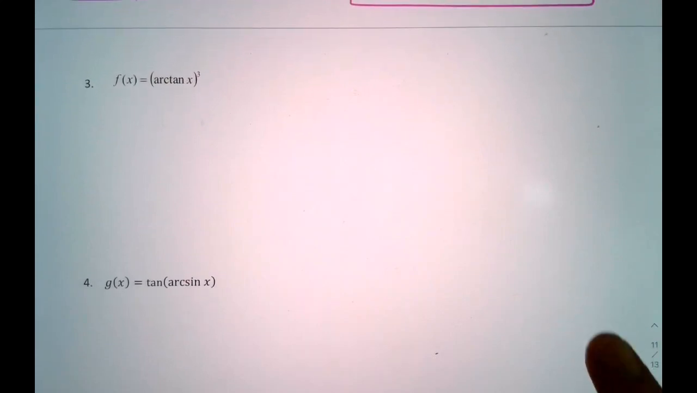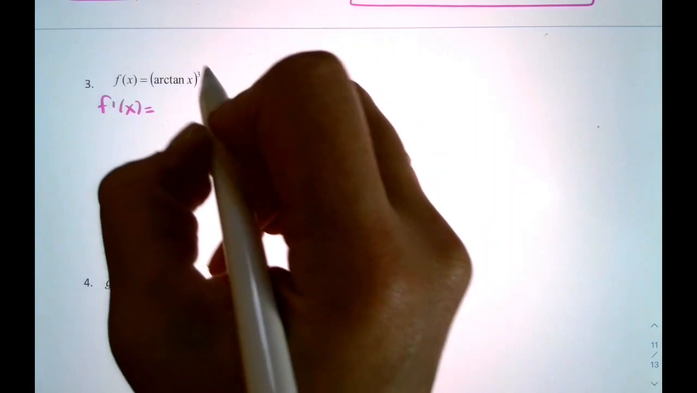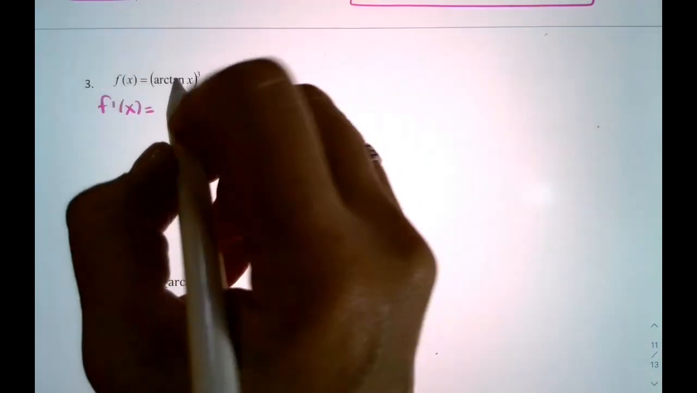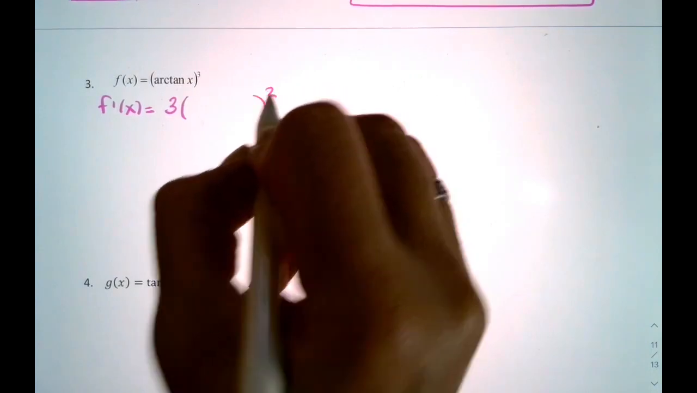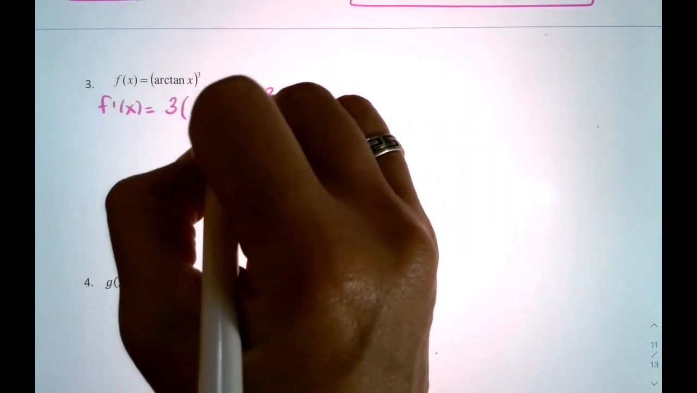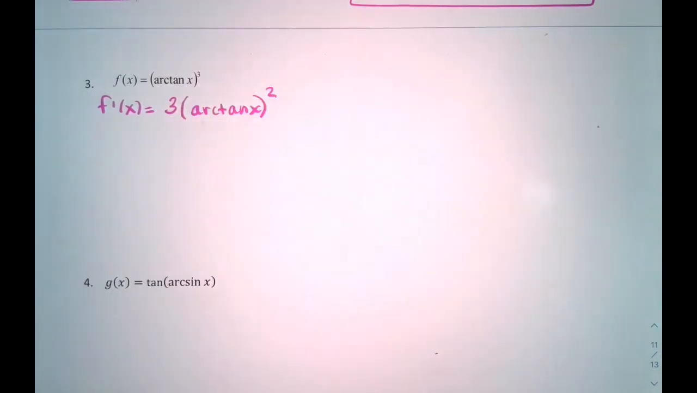Here I have example number 3, and we have to make sure that we know our old school Calc 1. This is a straight up chain rule. So what I have to tackle first is that you're taking the derivative of something cubed. So I got to do that general power rule here, right? Bring the 3 in front, reduce the power by 1. Don't mess with the arctan right now. You leave it alone, and then you chain it.